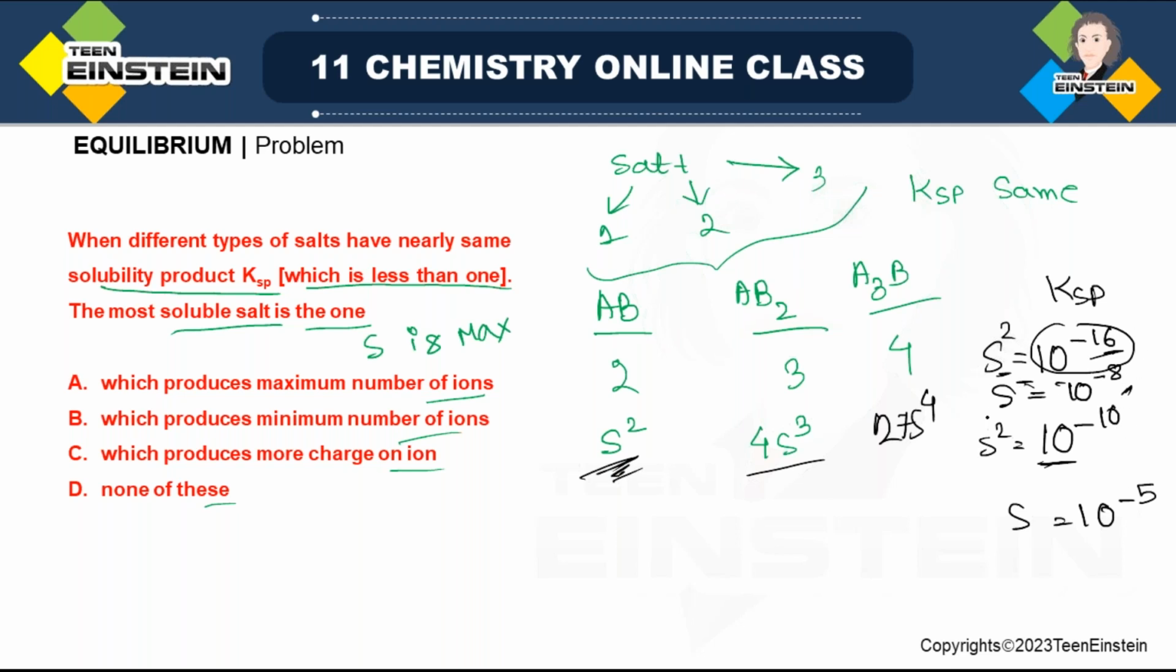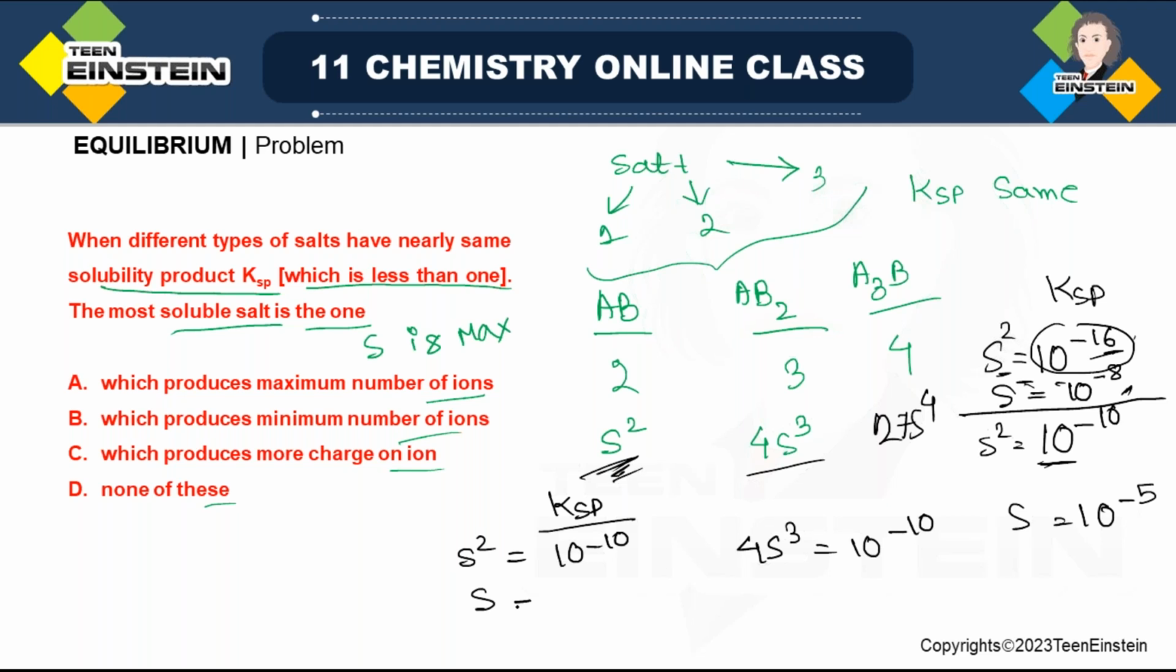Now, suppose in both cases it is the same formula, A square. So from the first one, the Ksp value is 16, and here also, okay, I will take one example where the Ksp value should be the same. So let me take another example. Suppose in both cases the Ksp value is 10 to the power minus 10. So when it is 10 to the power minus 10 and you have a formula like A square, another one is producing more number of ions, S cube, and it is also 10 to the power minus 10.